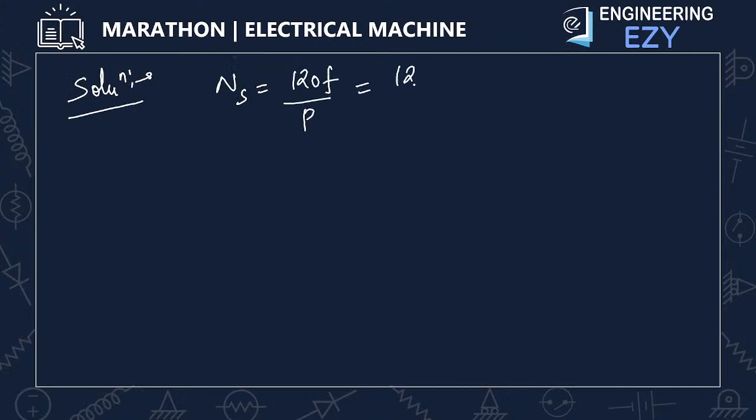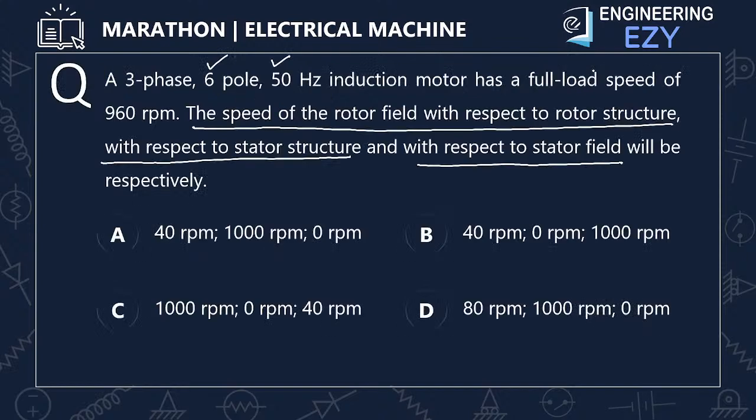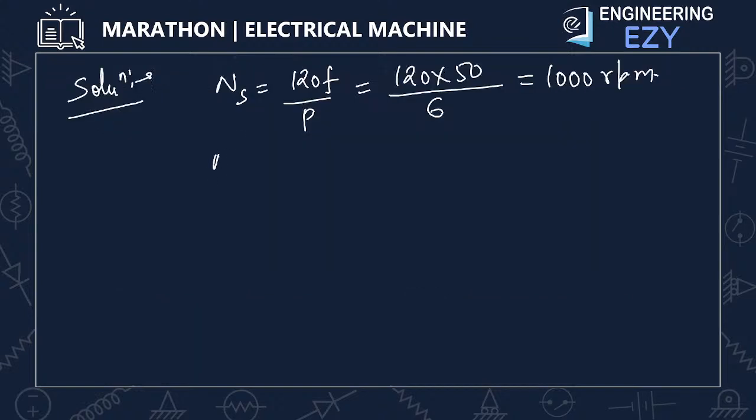So it is 120 multiplied by 50 divided by the number of poles. The number of poles is 6, so Ns is 1000 rpm. And the full load speed of the rotor is 960 rpm, which means NR is given as 960 rpm. So second, NR is given as the rotor speed, NR equals 960 rpm.